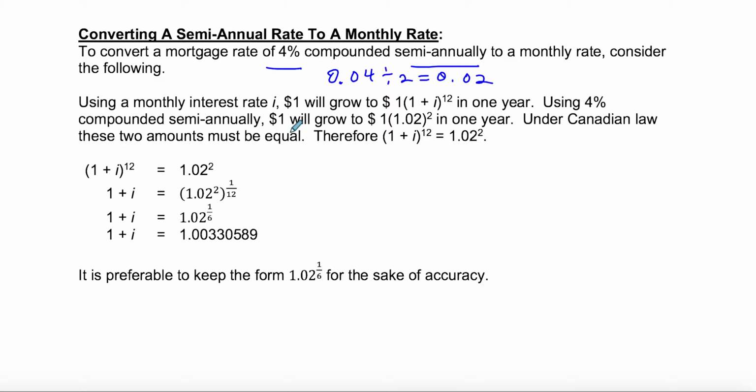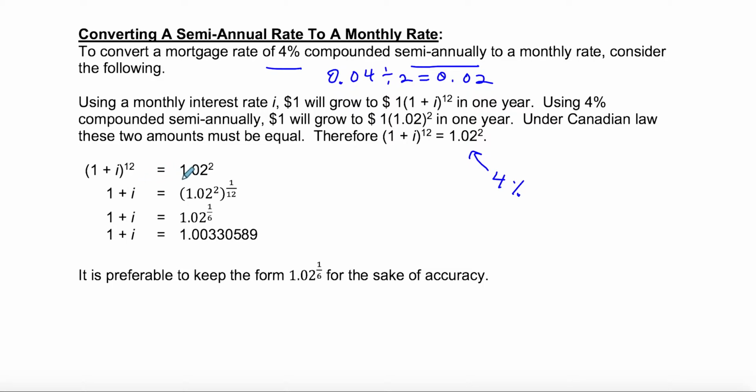Using a monthly interest rate I, $1 is going to grow. If this was monthly, our exponent would be 12, 12 times in 1 year. When it's semi-annually, our exponent is 2. We need to make sure that these two amounts are equal to each other. This is when our mortgage interest rate is 4% semi-annually. So we're going to take this 1 plus I to the 12th. What we really need to know is, what would this I be if the interest was compounded 12 times a year?